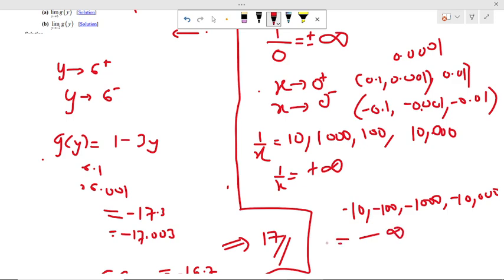So this means that since when you approach x from the right hand side, it gives you positive infinity, and when you approach x from the left hand side, it gives you negative infinity, the limit does not exist. But if it gave me positive infinity for both of them, it would exist. But because it's giving me positive infinity when I approach from the right hand side and negative infinity when I approach from the left hand side, the limit does not exist.